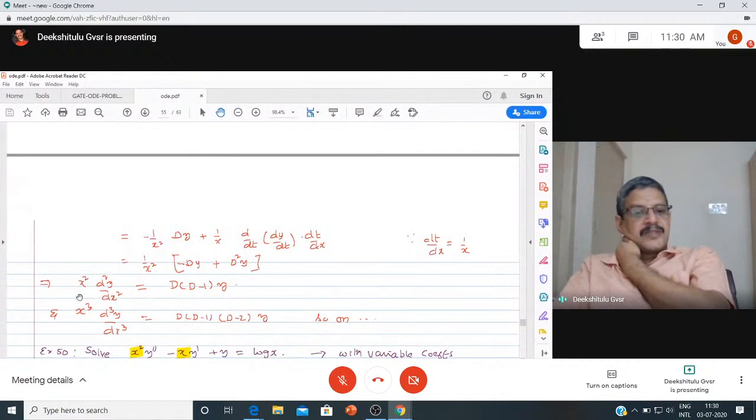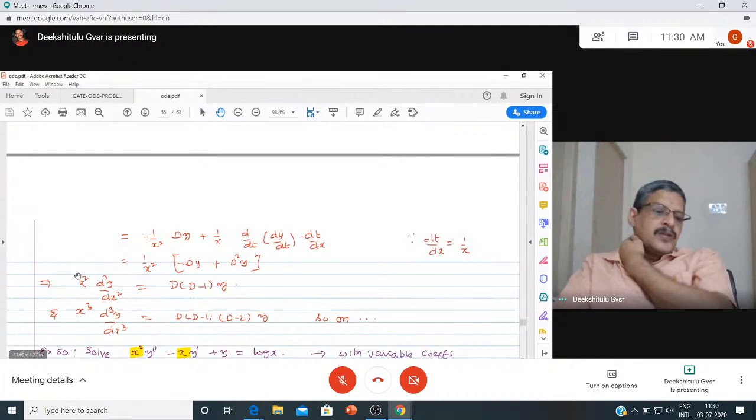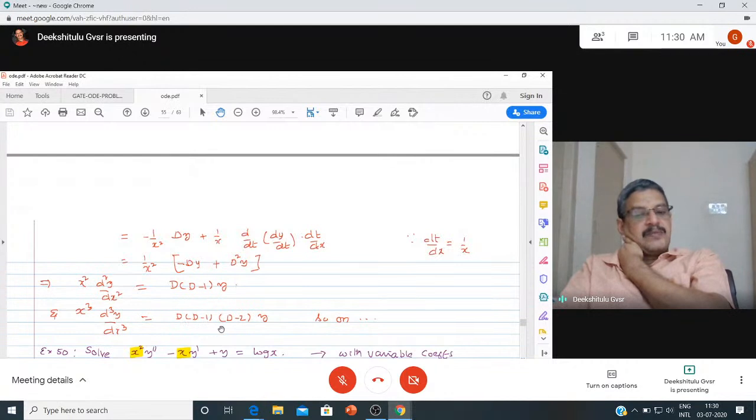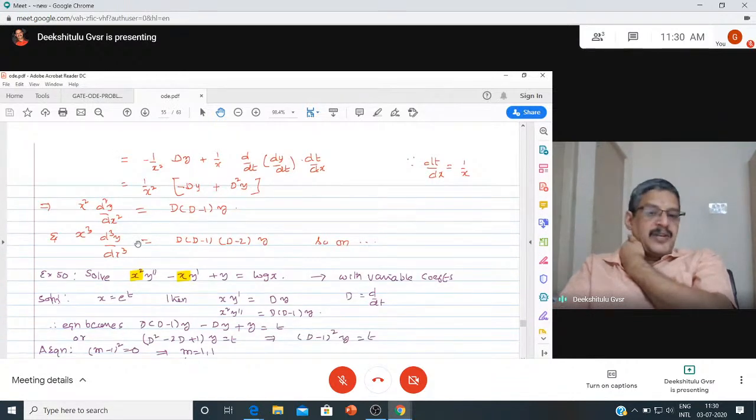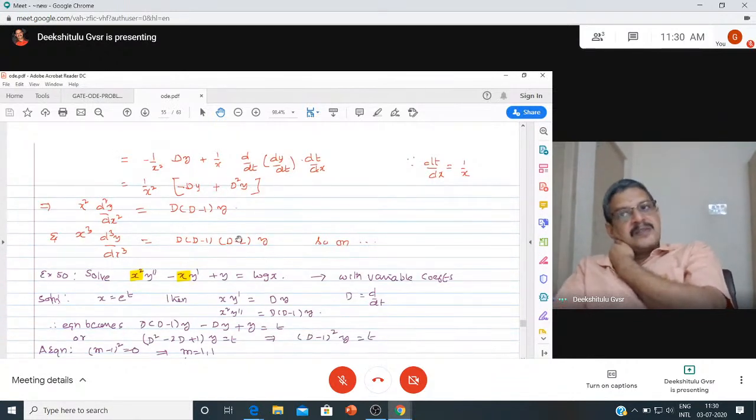So send this x square to the other side. So x square d square y by dx square will be equal to, you take D common, D into D minus 1 y. So here variable coefficient x square is there. On the right hand side we don't have a variable coefficient. So similarly you can find x cube d cube y by dx cube is equal to D into D minus 1 into D minus 2 y. Similarly x power n d power n y by dx power n is D into D minus 1 into D minus 2 and so on up to D minus n minus 1 y. So these are important results for us, and we straight away apply these results in solving problems.